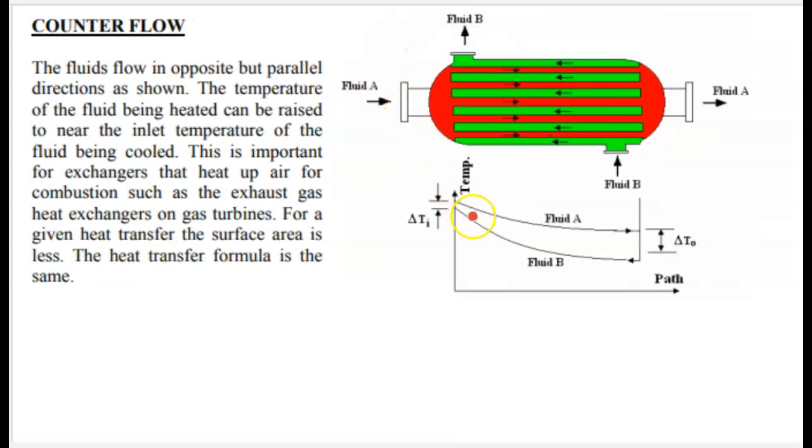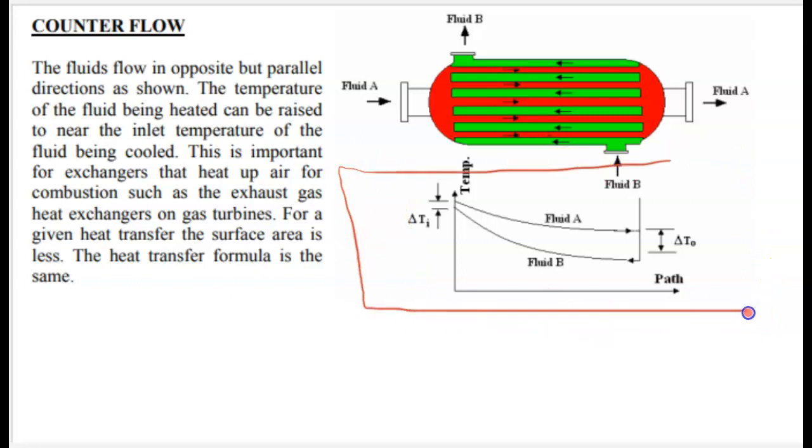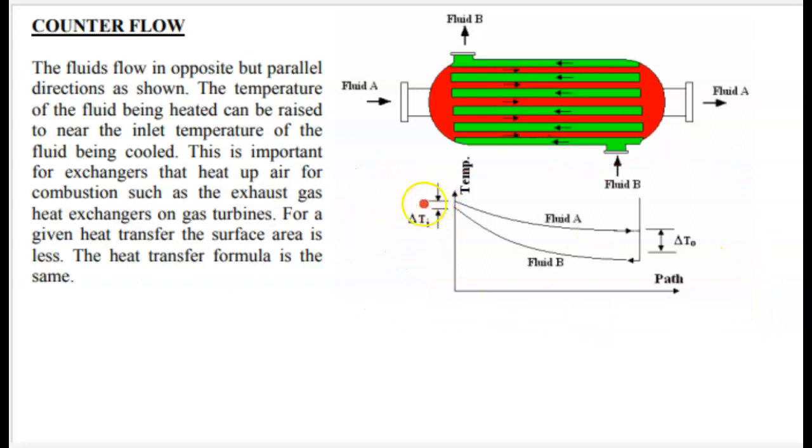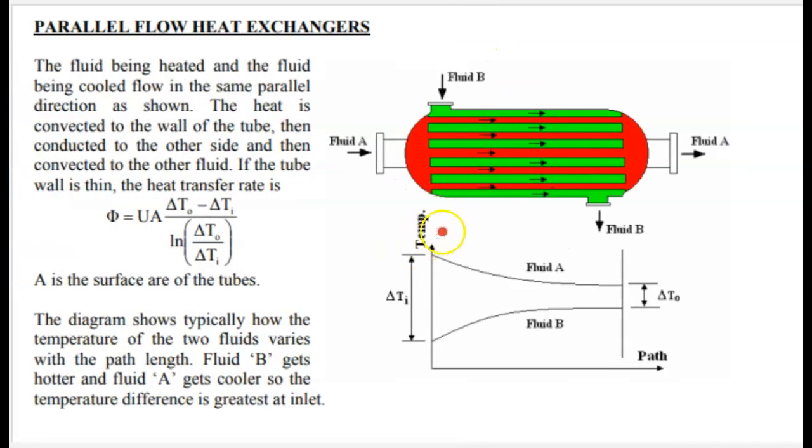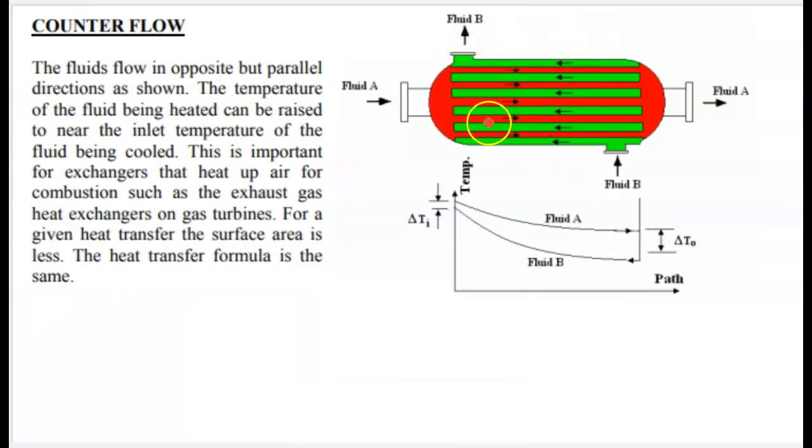In counterflow, this is how the graph looks. The temperature difference at the inlets is low as compared to the temperature difference in the parallel flow, because that's very cold and that's very hot. But in this case, this is very hot and this is a little bit hot because it's moving in this direction. So the temperature difference is low.